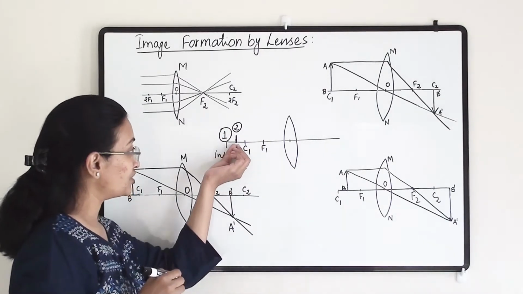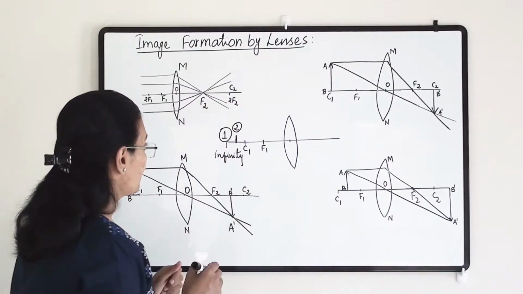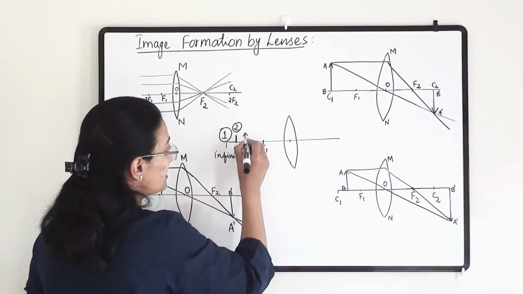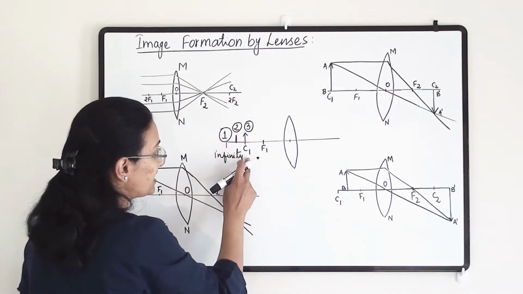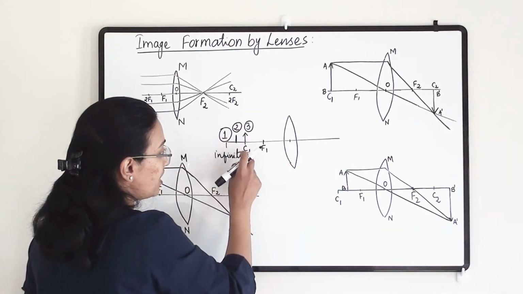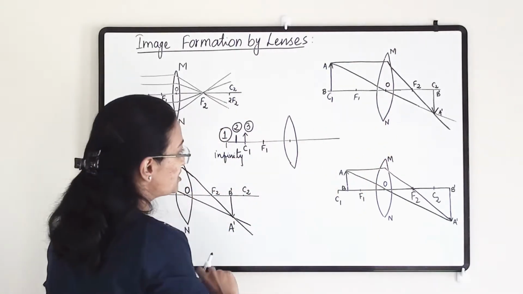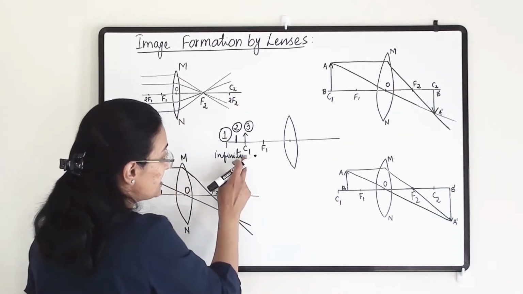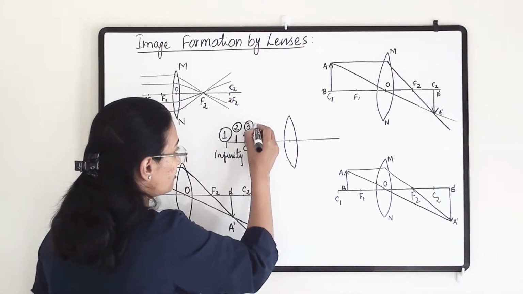When we are keeping the object over here, which kind of image and what size of image will we get? Then in the third case we are keeping the object at the center of curvature, that is C1. Slowly we are going towards the optical center. We will discuss where and how we will get the image. Then in the next case we are going to keep the object in between the center of curvature and the focus point. That is going to be our fourth case.